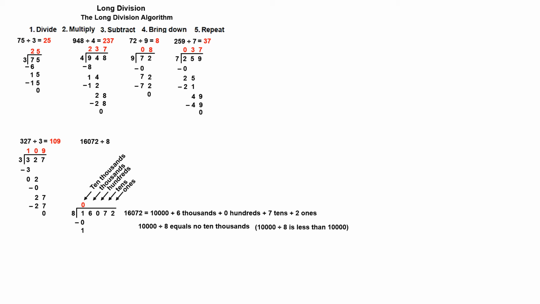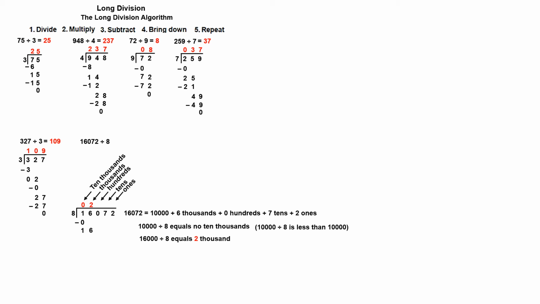Bring down the next digit of the dividend. Bring the 6 down next to the 1. We repeat the division process over using the 16 as the dividend. Dividing 16 thousands by 8, we get 2,000 and nothing is left over. We put that 2 thousands right above the 6 thousands.